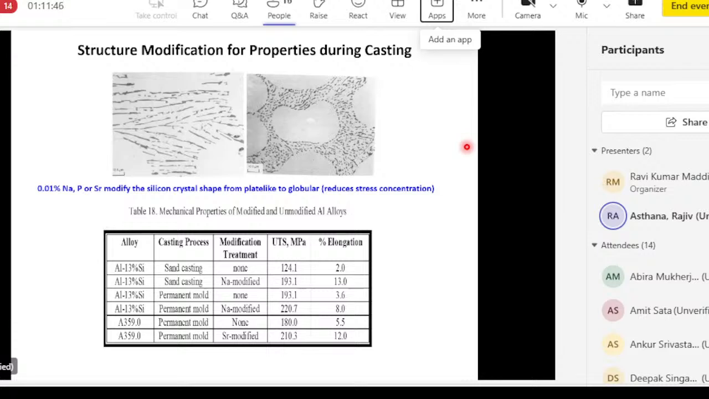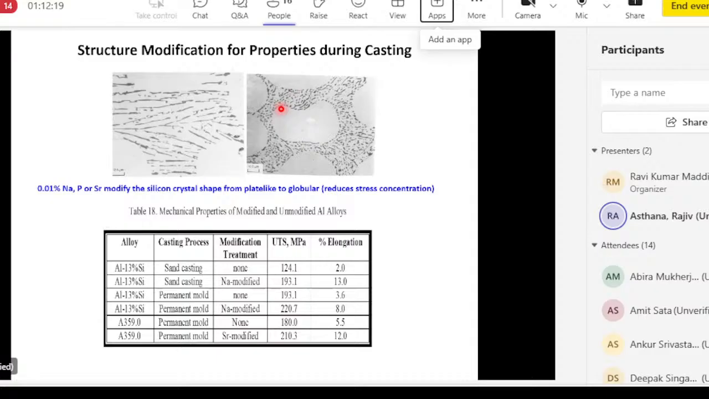the morphology. So we use a treatment called modification treatment that is used to change the eutectic silicon in aluminum silicon alloys from plate-like appearance to more globular structure. So in aluminum silicon alloys, normally we add a very small amount of sodium or phosphorus or strontium during melting and casting. And those elements basically change the shape of silicon from plate-like to more globular.